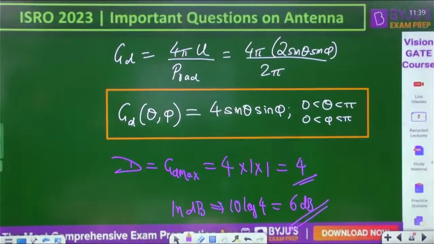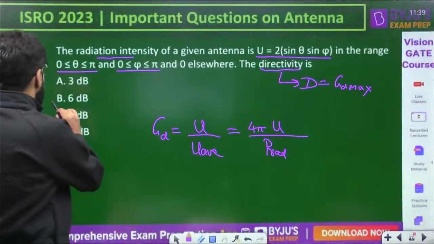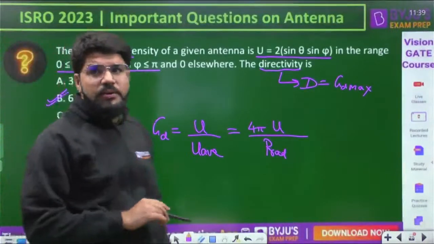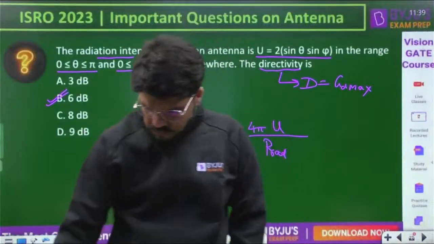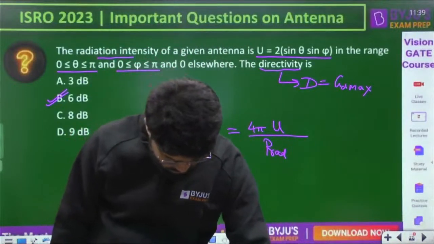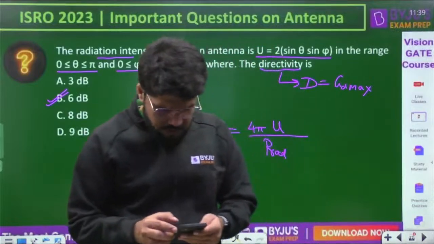6 dB. No, not 4 dB. It should be 6 dB. Check it out. Answer is option number B. Fourth absolute value and in dB it is 6. In the dB it is going to be 6.